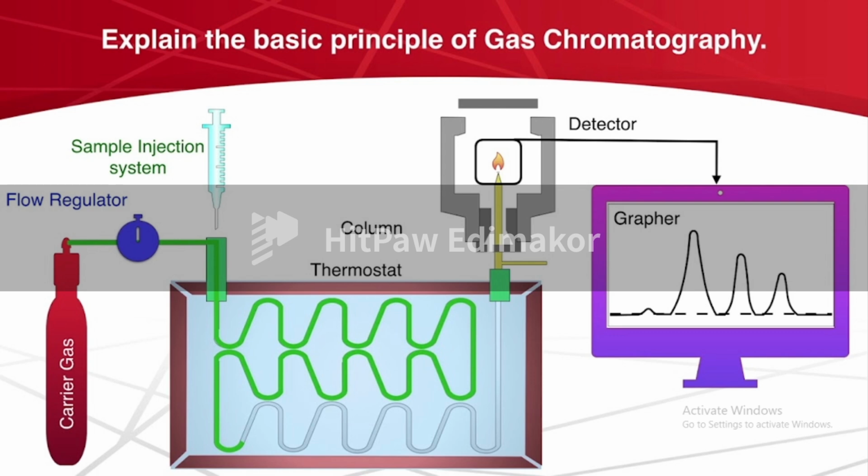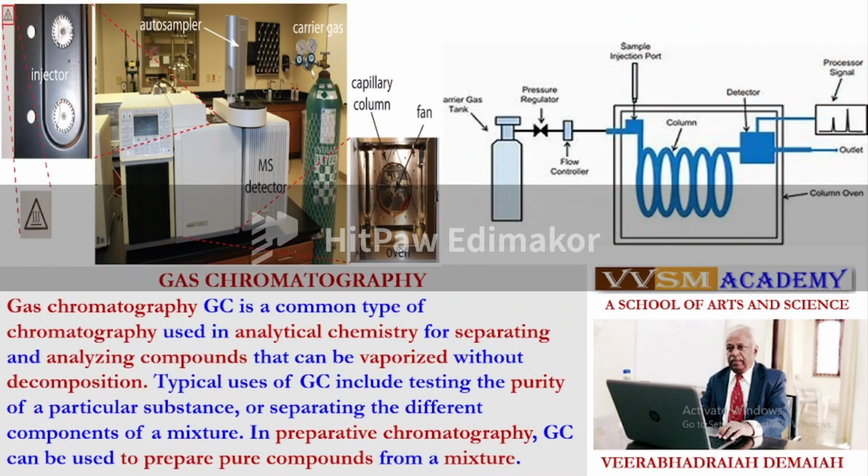So let us explain the basic principle of gas chromatography. Sample injection system, flow regulator, carrier gas stored in the cylinder which can be operated whenever it is required. Then it will go to the thermostat gas chamber and again it is taken by the graph. Gas chromatography (GC) is a common type of chromatography used in analytical chemistry.